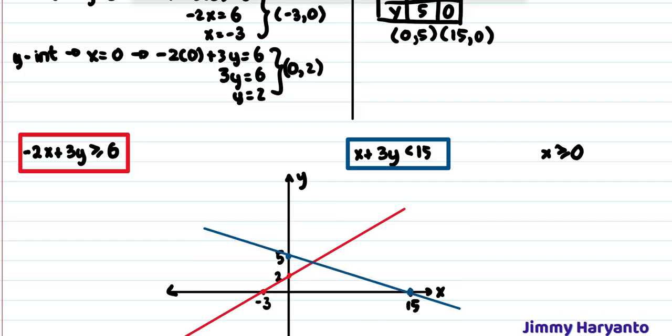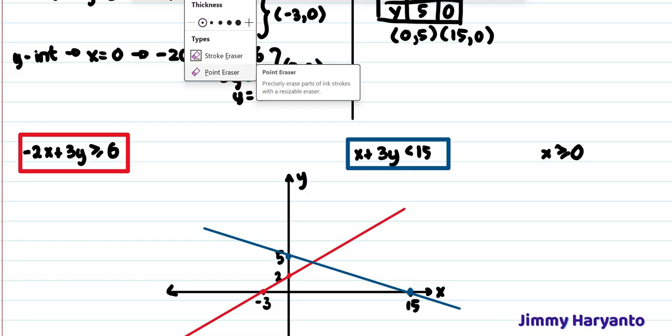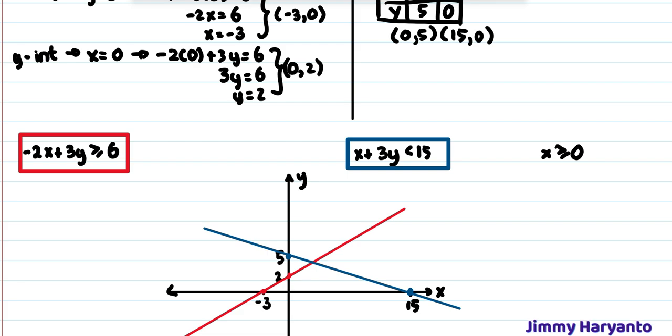Okay, just like that. But for this one, as you can see, it doesn't have an equal sign in the inequality. That means you have to draw it as a broken line or dotted line. Yeah, it's up to you. So it should be like this for the x plus 3y less than 15.